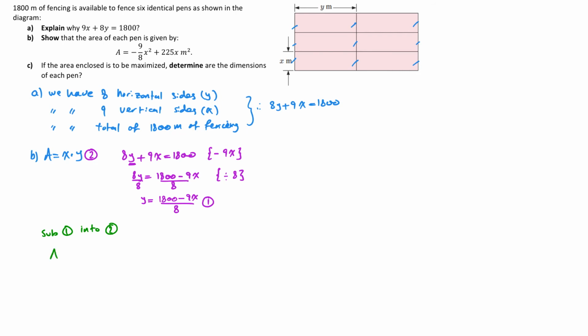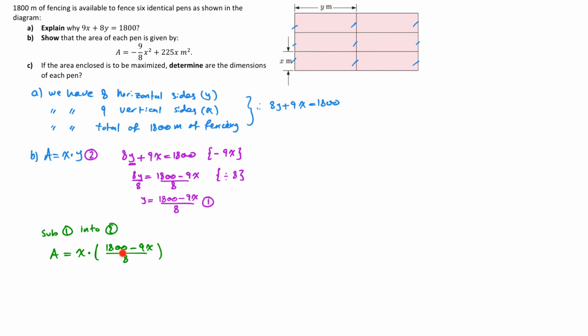And I get area is equal to x, and instead of y, I'm going to write 1800 minus 9x divided by 8. Okay, we're getting somewhere. We're kind of seeing a division by 8, which is here. So we're getting close to where we need to, and we see the negative 9 over 8x. This is squared, so we also see this.